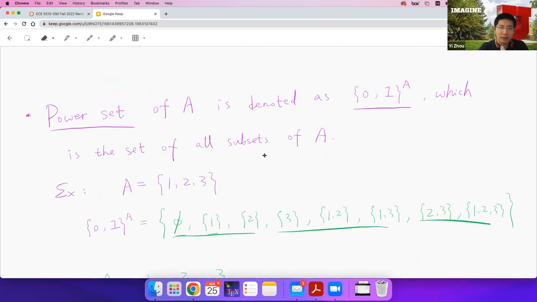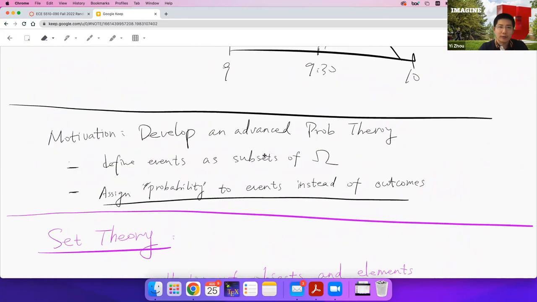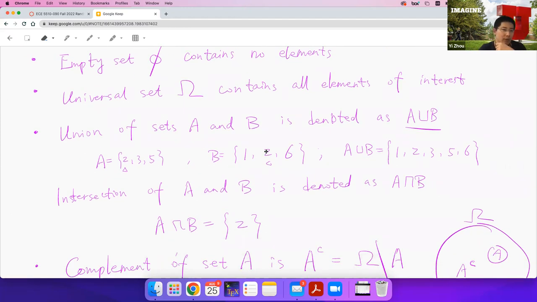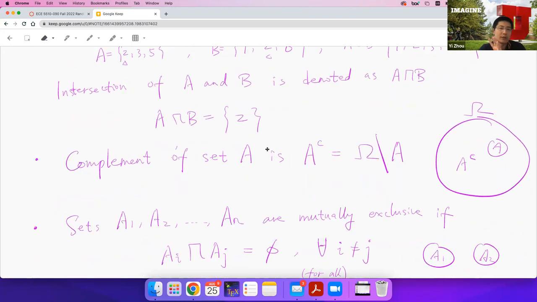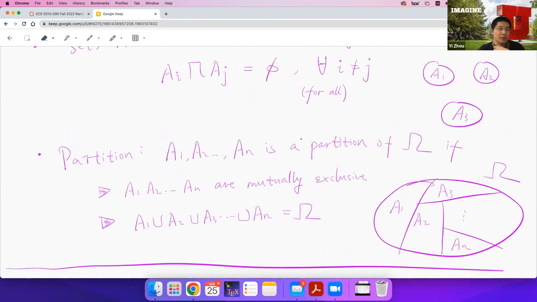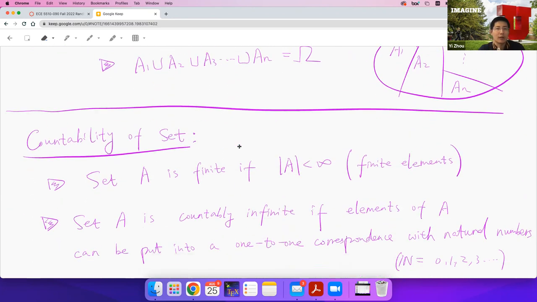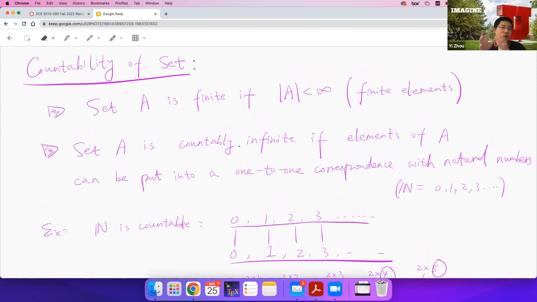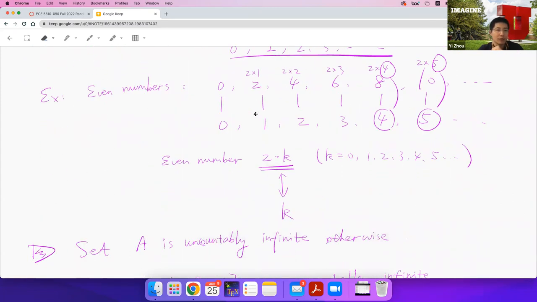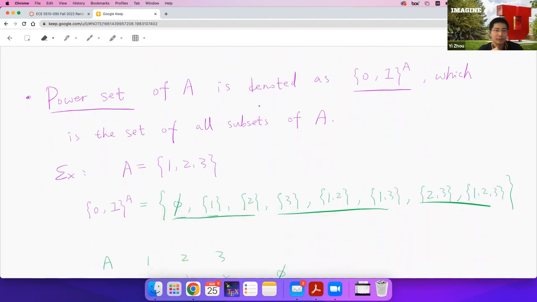Yeah, so in set theory, we talked about the basic operations on sets, right? Intersection, union, complement, these are the three basic operations. And then we defined what is mutually exclusive and what is a partition, these are definitions. And the important concept about sets is the countability of sets, right? We have finite sets, countably infinite, and uncountably infinite. Each category has a different structure. And the power set.